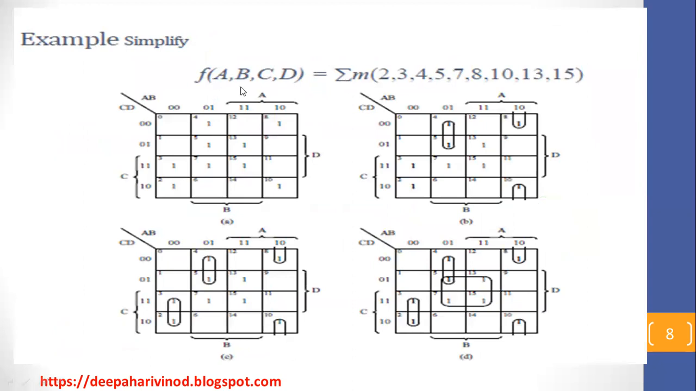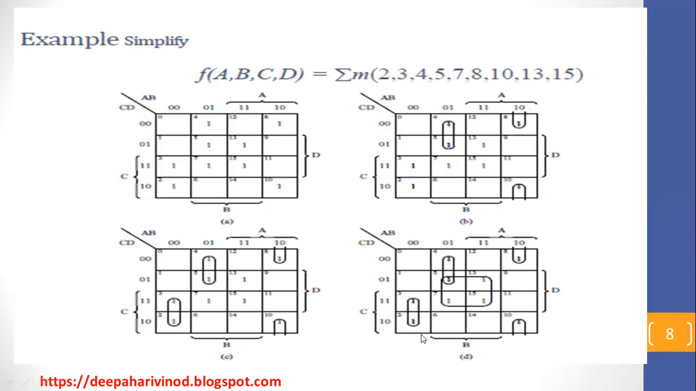Example. The function is given. Map that into the K map, that is 2, 3, 4, 5, 7, 8, 10, 13, 15. Once we mapped, check for the number of ones. See, these 4 can be grouped together, and this one is remaining. So I need to group it with this one only, so it is grouped over there. Next, these two ones can be grouped together and these two ones can be grouped together.